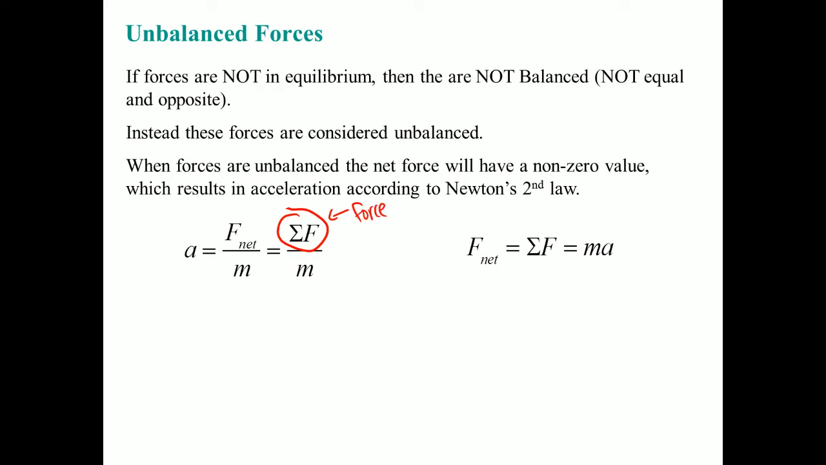When the forces here become unbalanced, there is an acceleration as a result. But if these balance, then the acceleration is going to be 0. Okay, if you rearrange it, it looks like F net is equal to ma.